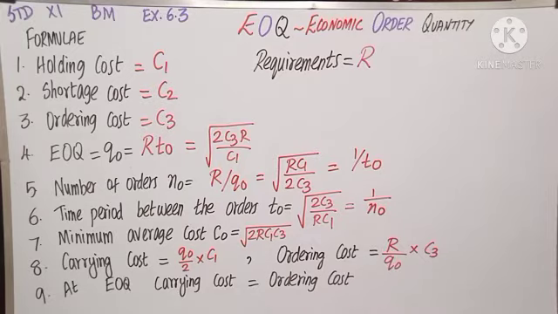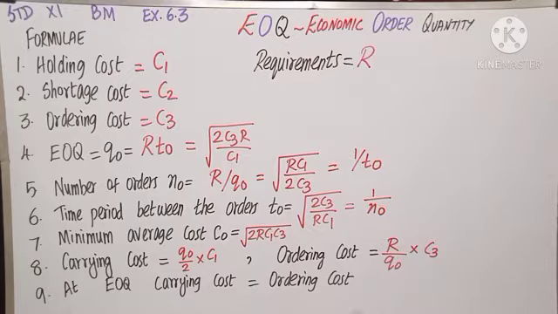Ordering cost. Requirements are such that every time I get Q0 quantity. So how many orders do I make? The total number of requirements divided by how much I order each time. So requirements R by my EOQ will tell me how many orders I make, into C3.